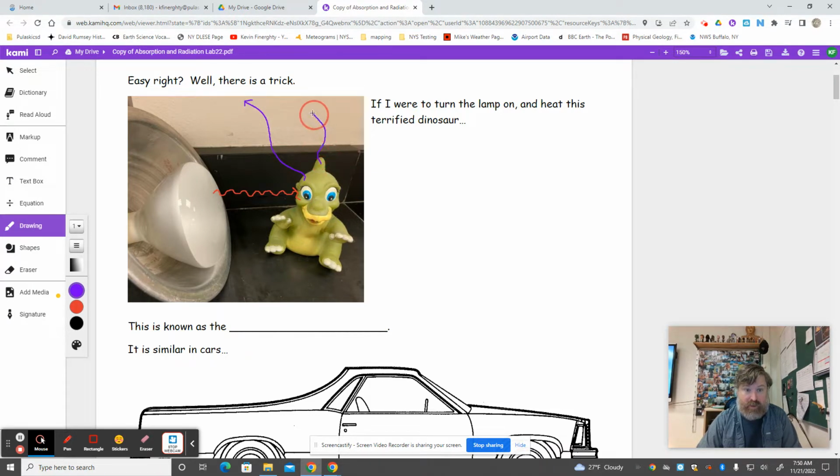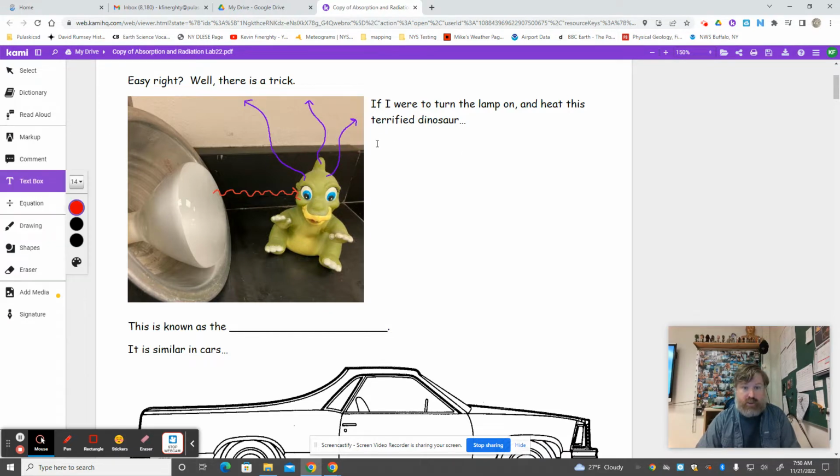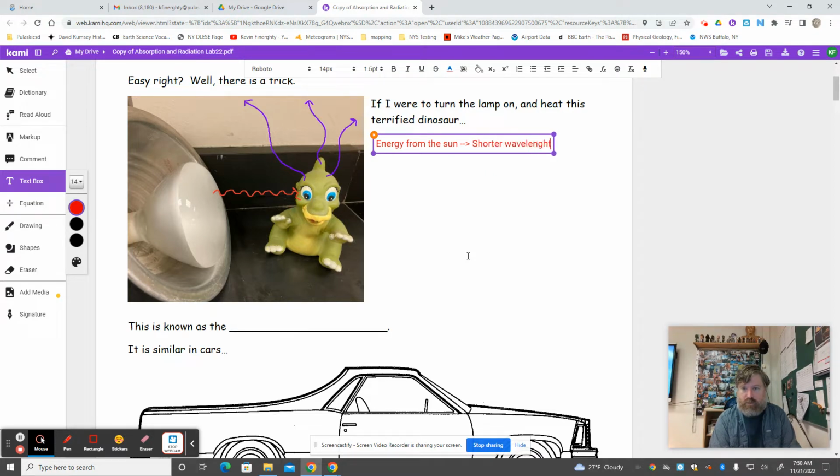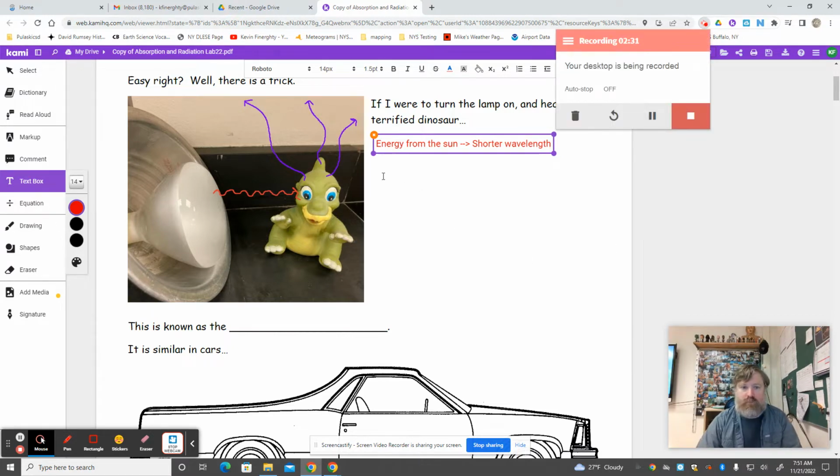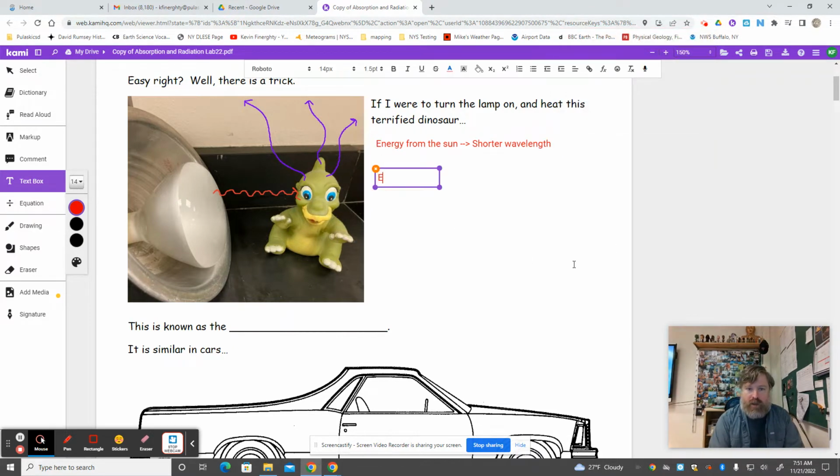So I'm being very deliberate with how I draw these little curvy lines. A wavelength, the definition of wavelength, is from one peak to the next peak. How long is that? These that are coming off the dinosaur are much longer, right? So let's chuck some words over here to indicate some of this. Energy from the sun is at a shorter wavelength. And energy from objects is at a longer wavelength.